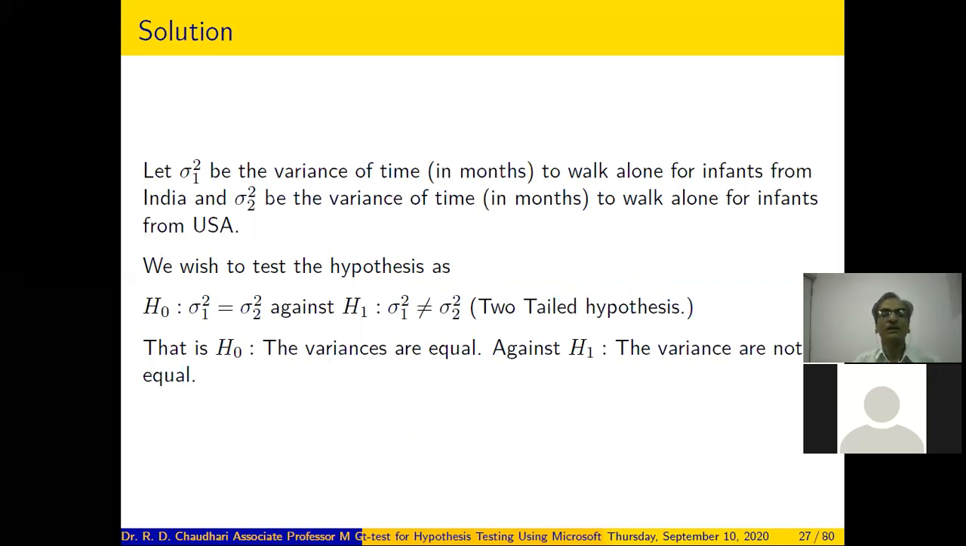So for the first population, let sigma square 1 be the variance of time to walk alone for infants from India, and sigma square 2 be the variance of time to walk alone for infants from USA. And we want to test H naught, the null hypothesis, sigma square 1 equal to sigma square 2 against H1, sigma square 1 not equal to sigma square 2.